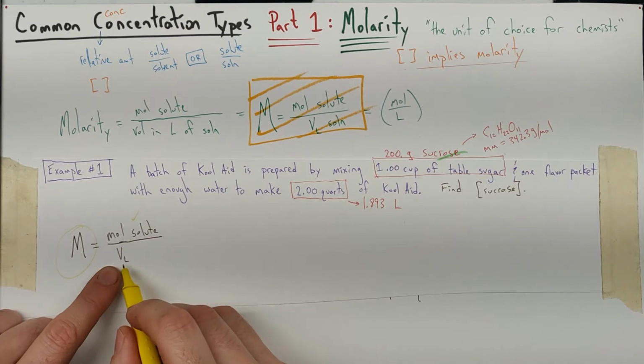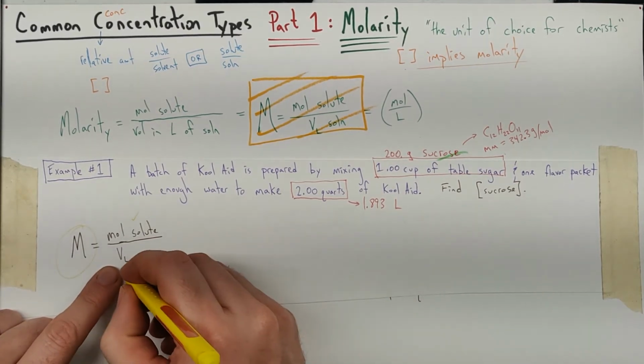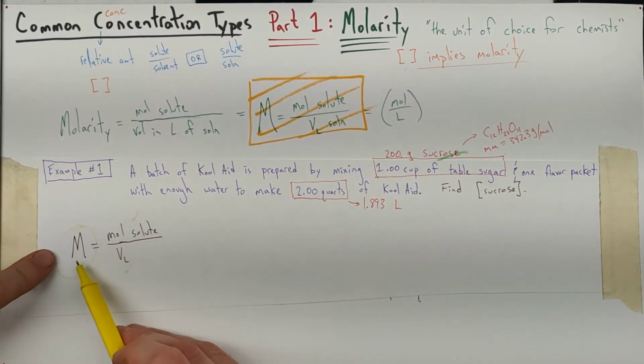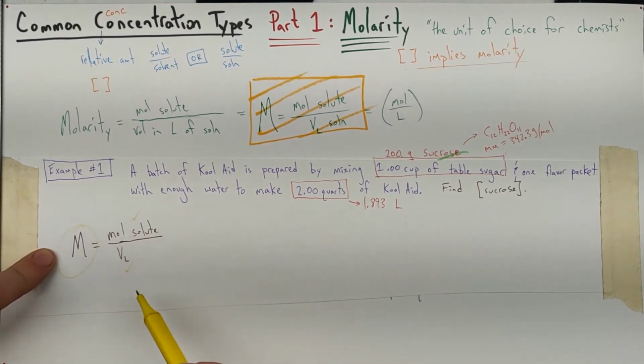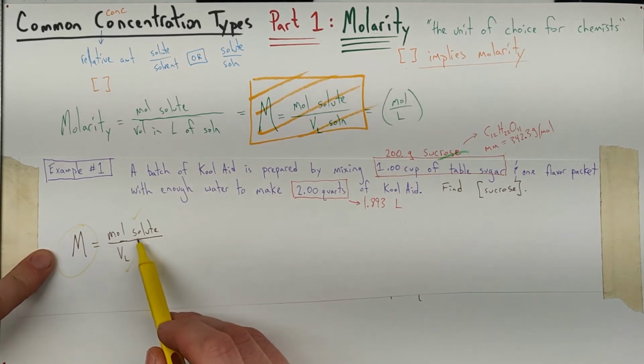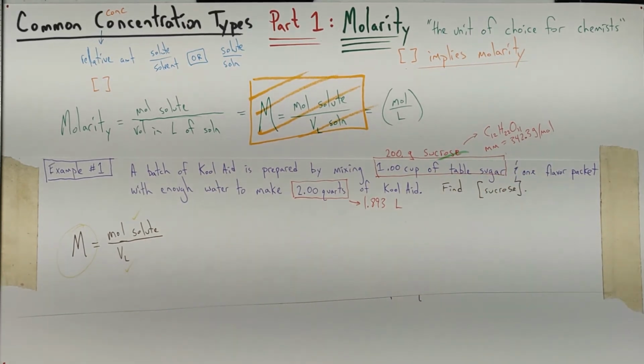Do we have a volume in liters? We do, actually, 1.893 liters. So even if we didn't know we were looking for molarity, based on what we have, we would know we were solving for molarity. In order to do this, we need to know moles of our solute. That's a typical type of calculation we've done in the past.